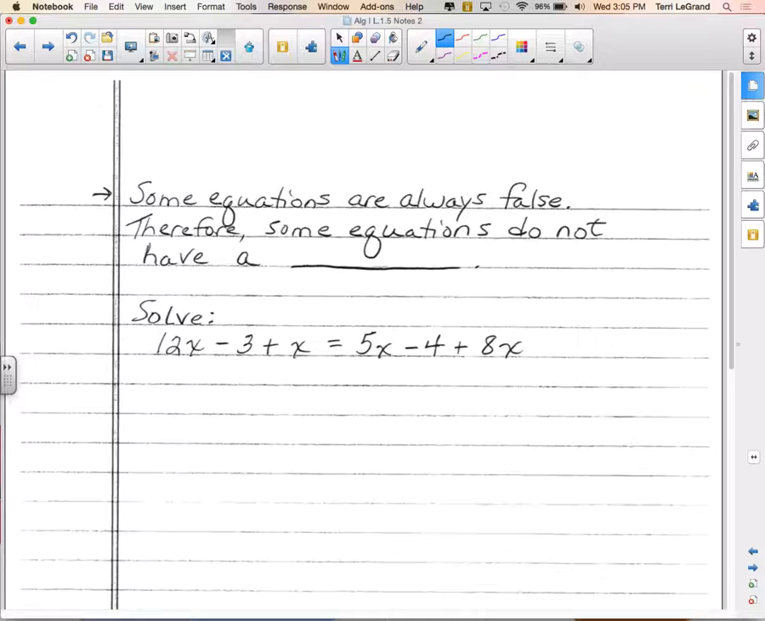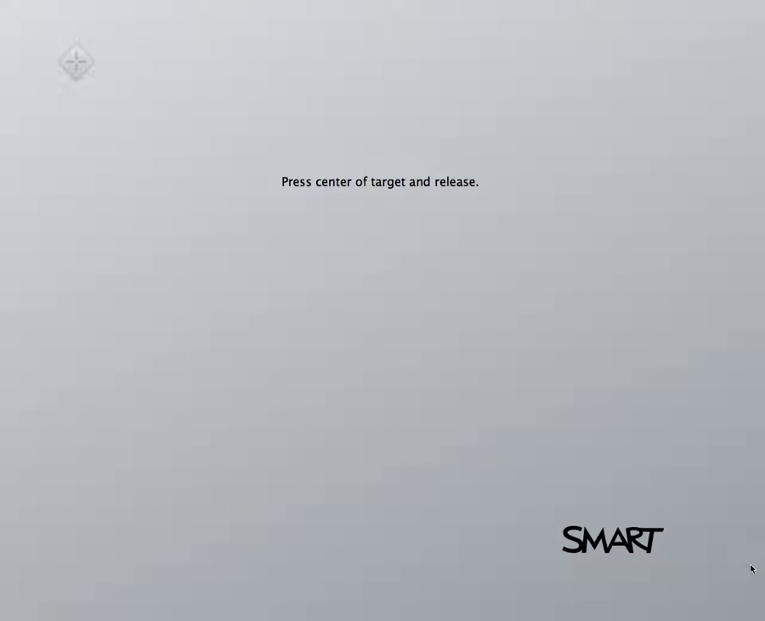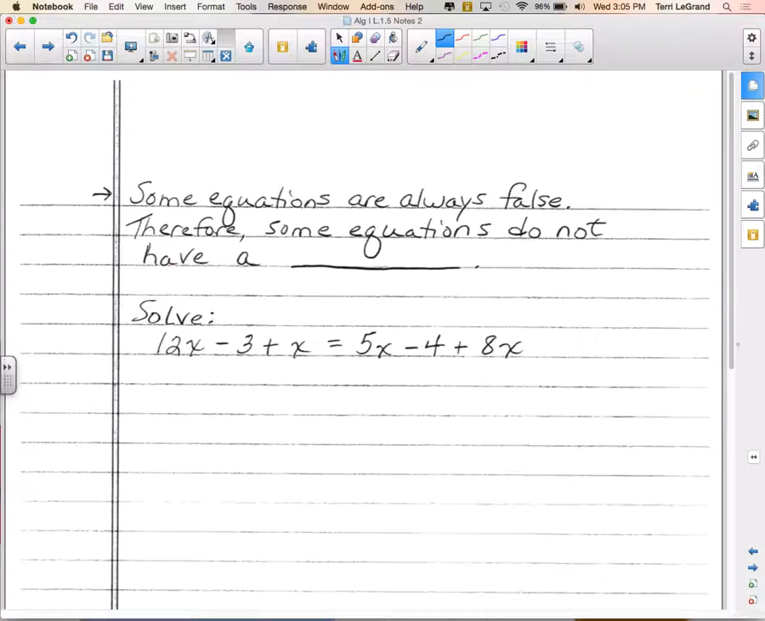Okay, let's go to the back. So guess what? Some equations are always false. Therefore, some equations do not have a solution. Fill in the blank. Some equations do not have a solution, because no matter what you do, you cannot find a value for the variable that will make it true. No matter how hard you try. So do not have a solution.